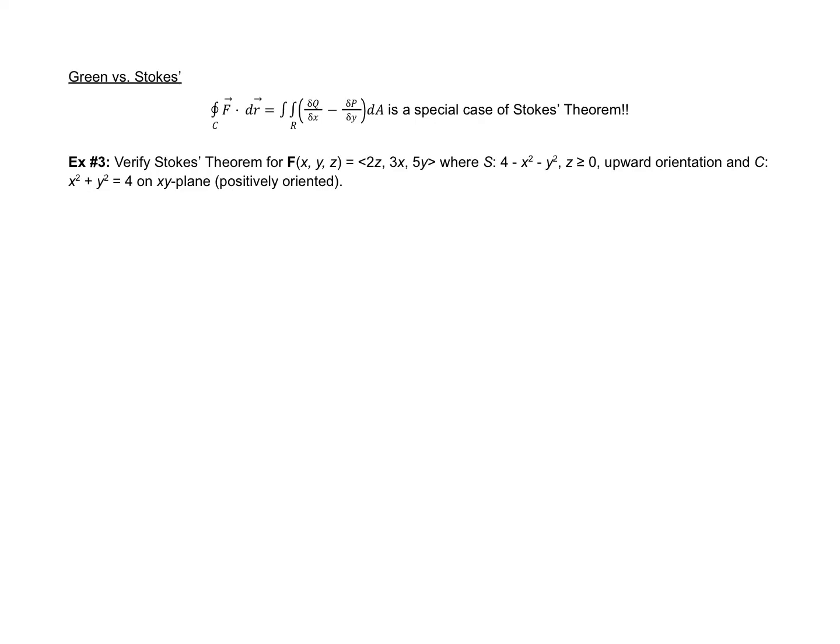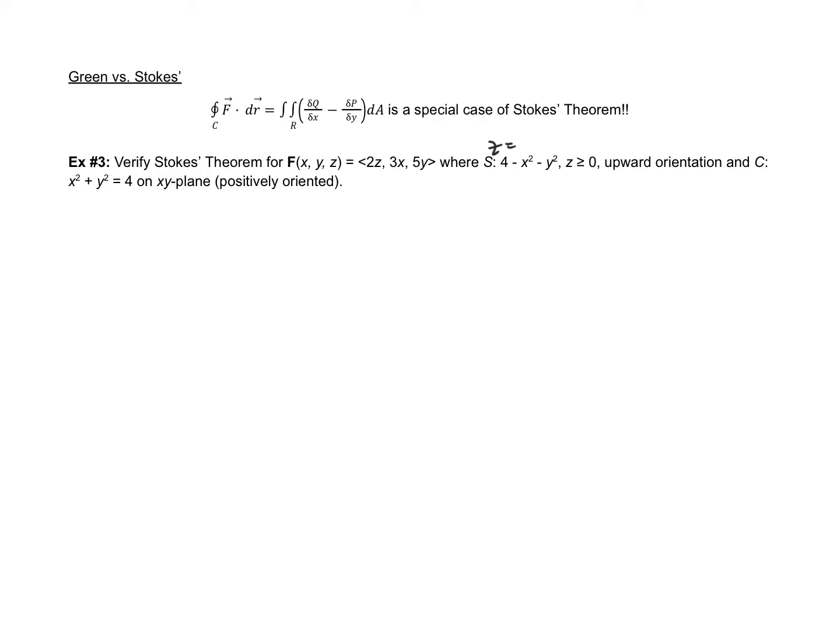So that's it. I guess that's all you need to know. That was pretty quick. What we're going to do, though, is in example 3, actually verify Stokes' theorem for this f, where S is the figure, oh, you're missing something, so add this in, where S is z equals 4 minus x squared minus y squared, with z greater than or equal to 0. Upward orientation, and C is the curve x squared plus y squared equals 4 on the xy plane.